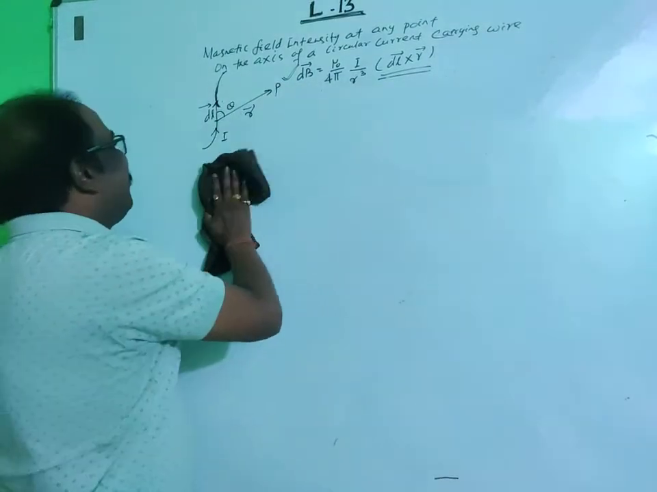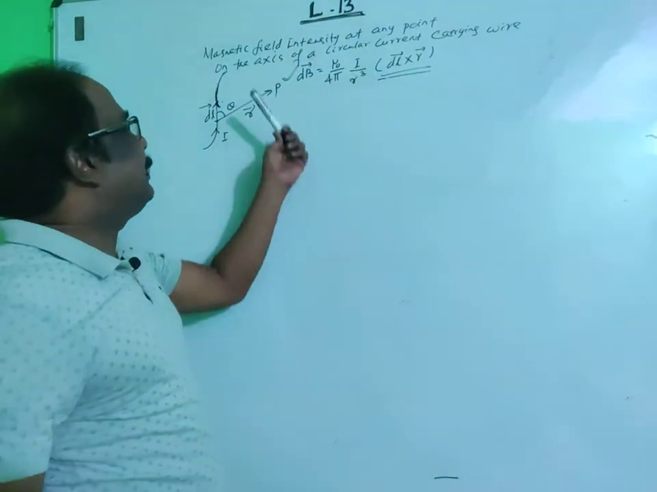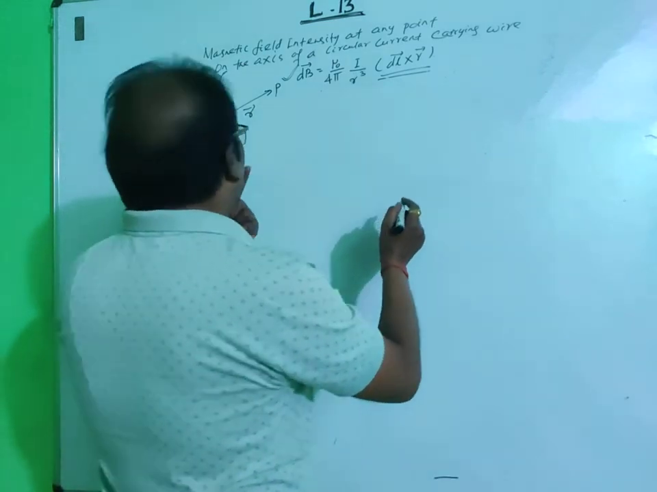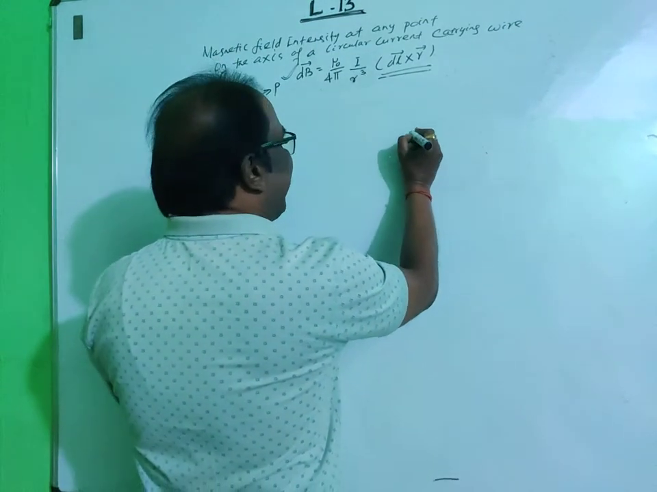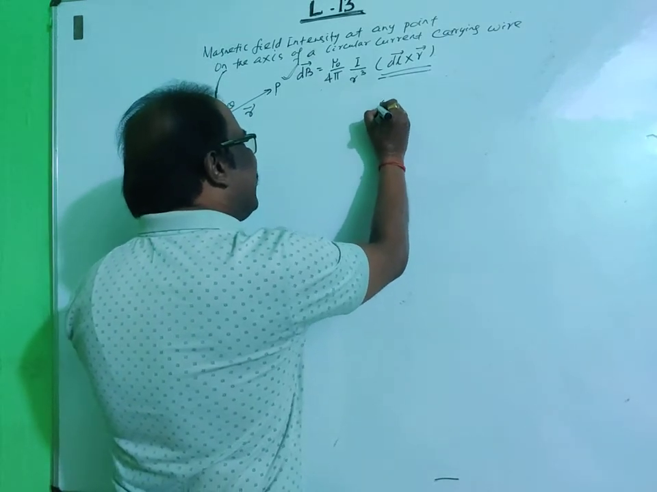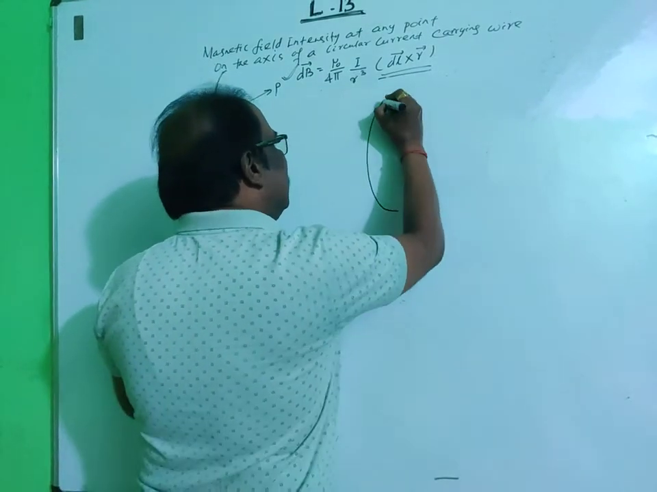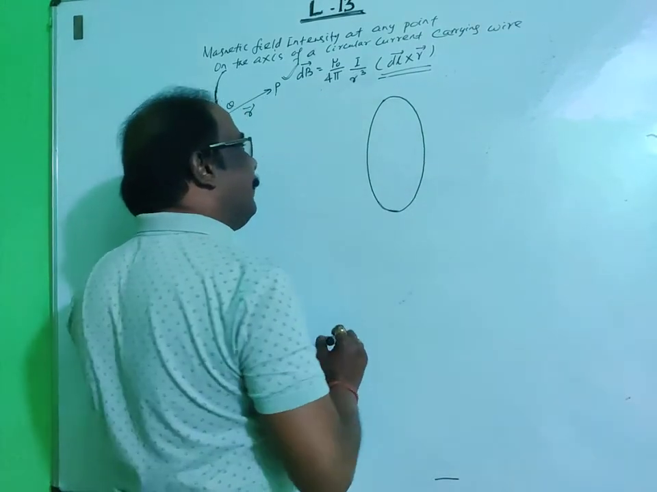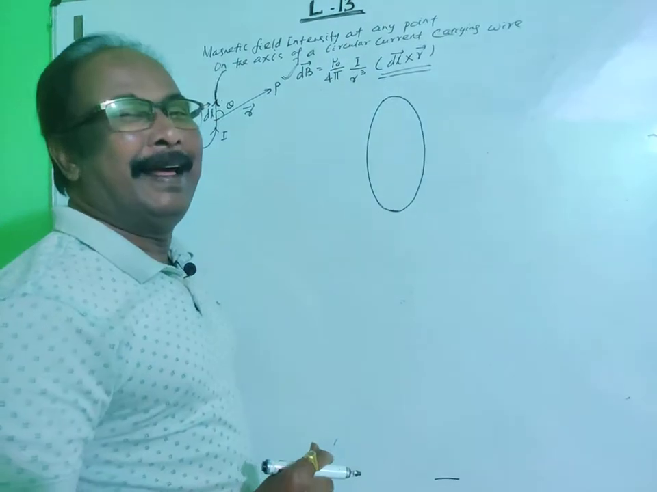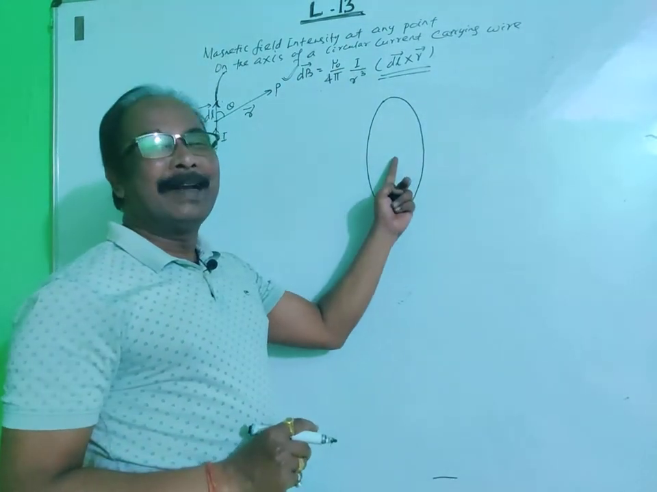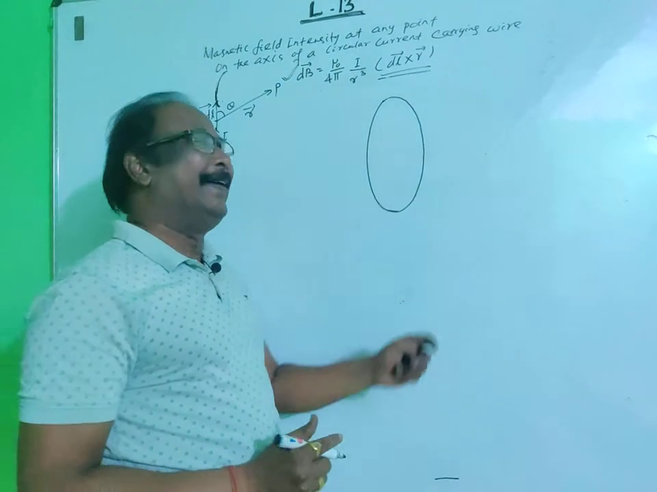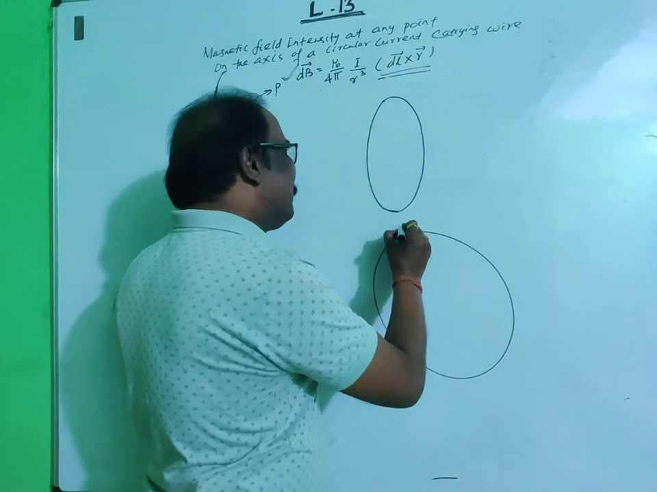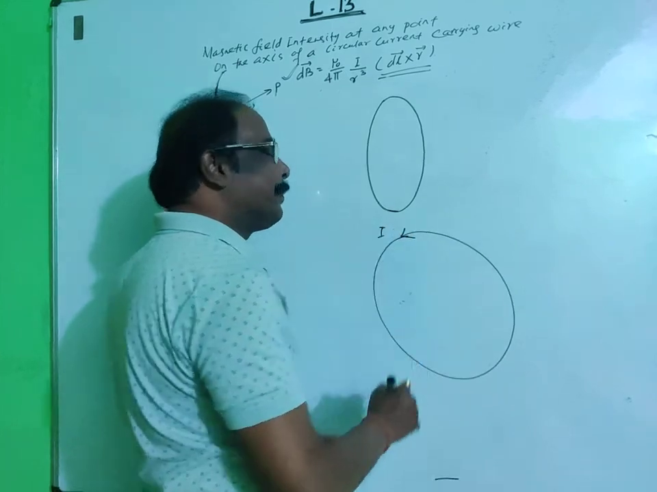Now the application of Biot-Savart's law to get the magnetic field intensity at any point on the axis of a circular current carrying wire. Let's take a circular current carrying wire. This is the circular current carrying coil. Suppose current is flowing in anti-clockwise order.